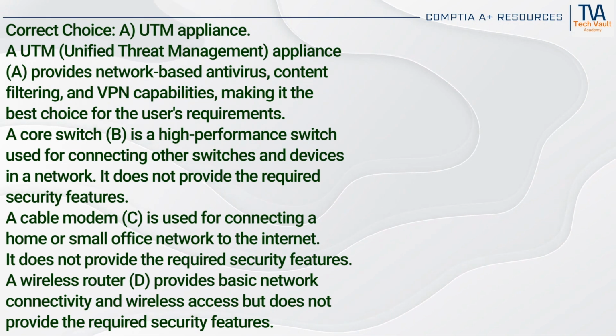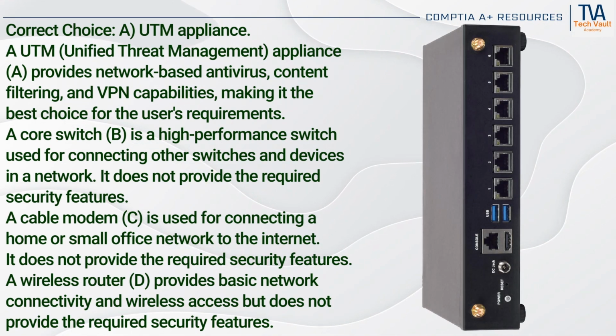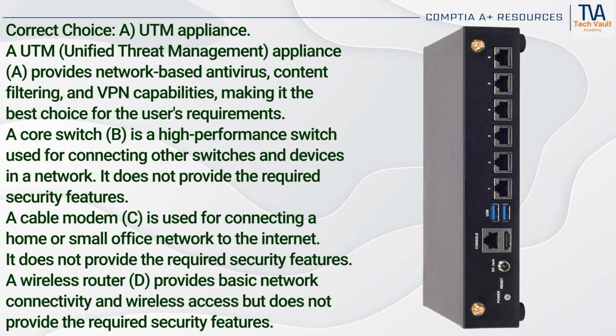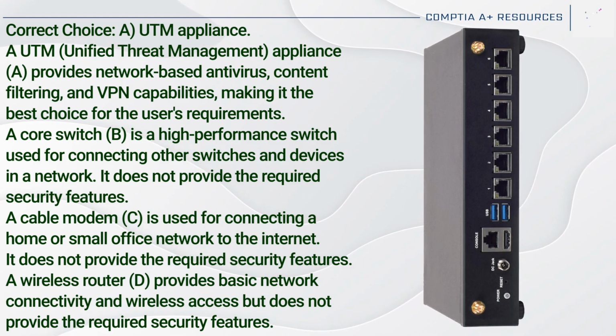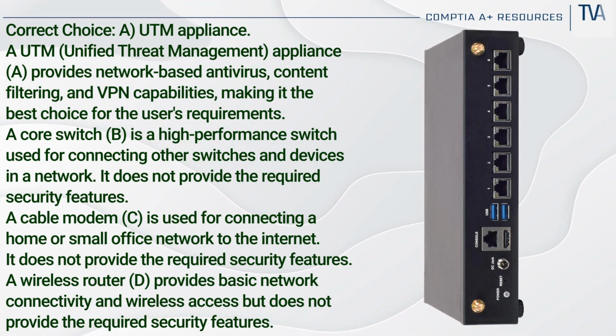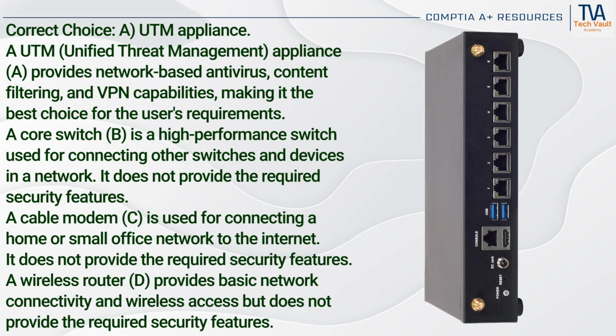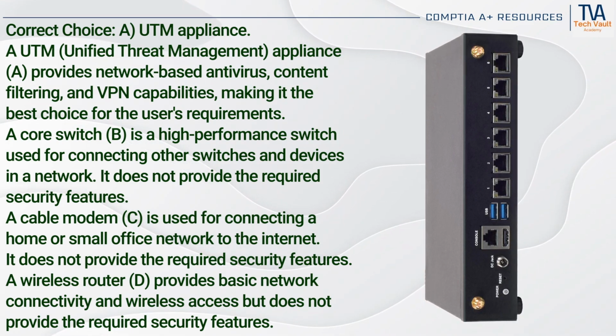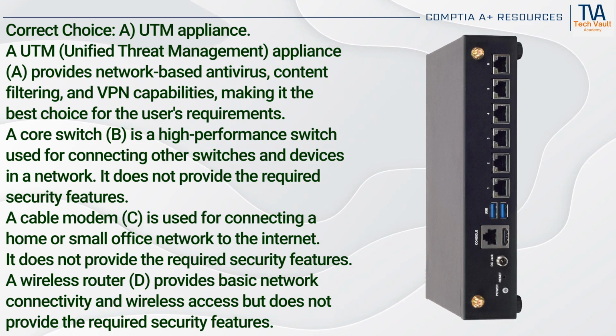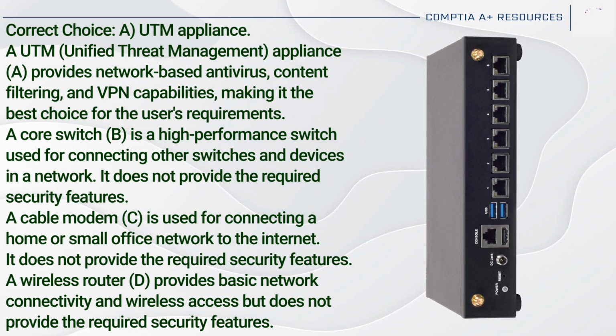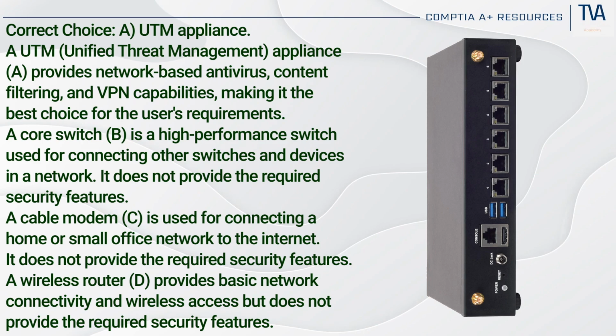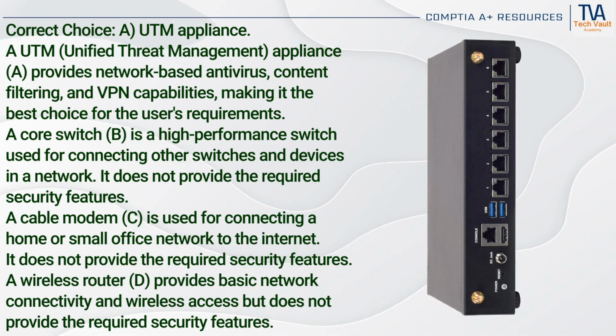Correct choice: A. UTM appliance. A UTM, Unified Threat Management appliance, A, provides network-based antivirus, content filtering, and VPN capabilities, making it the best choice for the user's requirements. A core switch, B, is a high-performance switch used for connecting other switches and devices in a network. It does not provide the required security features.